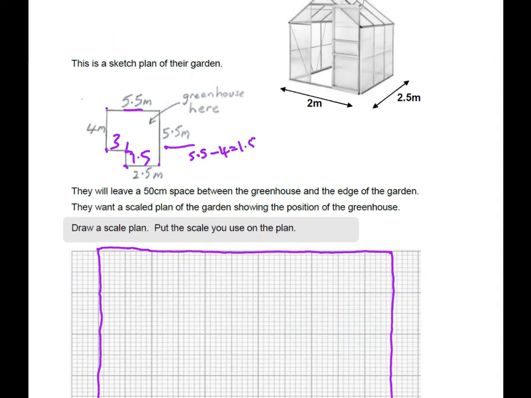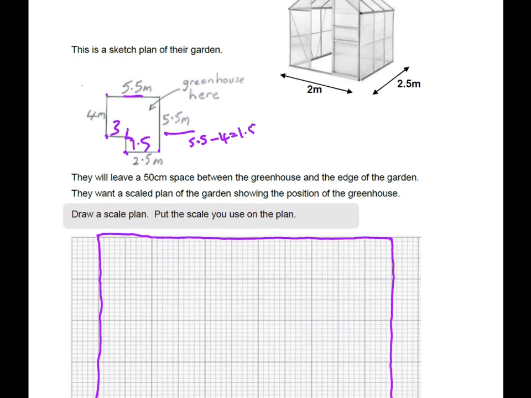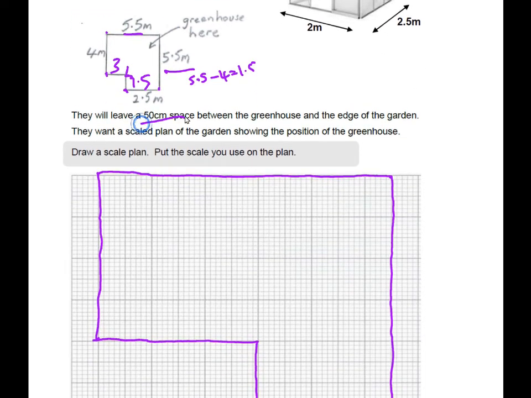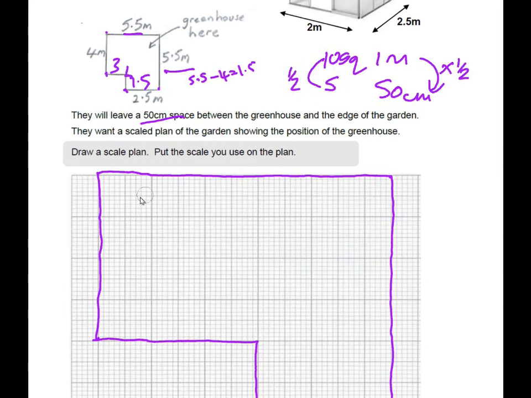Let's do the shed then. So the shed needs to be 50 centimetres away from any particular wall. So 50 centimetres is a half of our scale. So our scale is 10 squares is 1 metre. And we've got half a metre or 50 centimetres. So we need 5 squares as a bit of a border to protect our shed from the edge of the garden as it requests here.